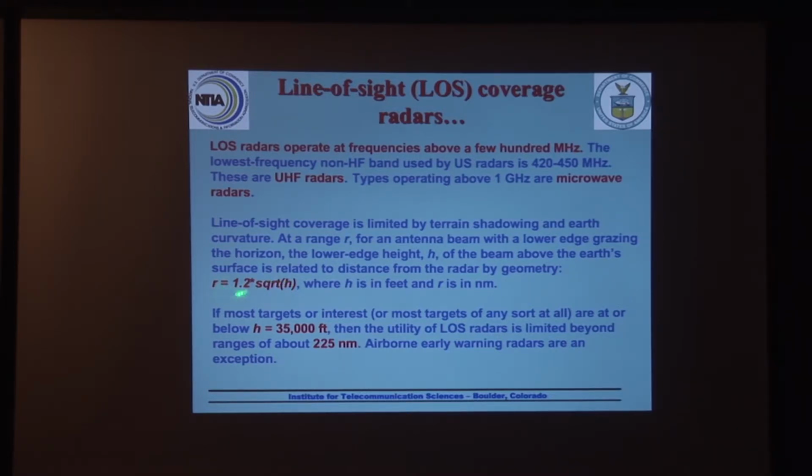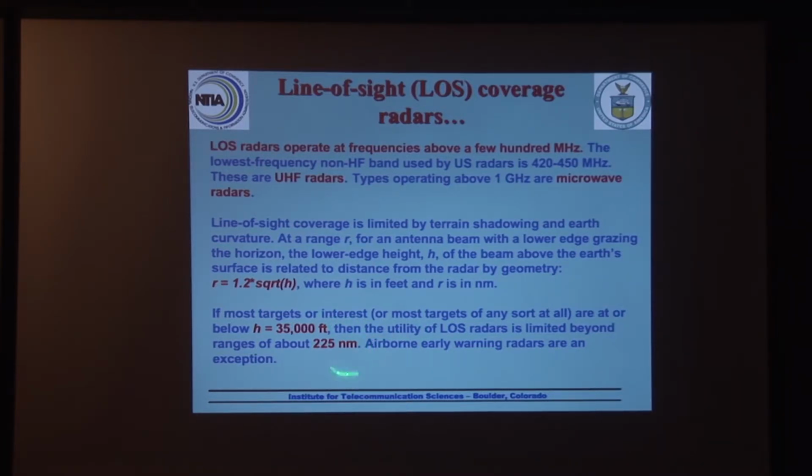And if the range is in nautical miles and the height is in feet, then the formula is 1.2 times the square root of the height in feet. If you use this, you find out that at a distance of about 225 nautical miles, if you're looking out at a tangent to the Earth's surface, if you look out horizontally from the Earth's surface on the Great Plains of Colorado or Texas, or you're out on the ocean somewhere, then at a distance 225 nautical miles out, your line of sight along your surface is 35,000 feet high, and there's not a lot of stuff flying above 35,000 feet. There are some things, but not a lot.